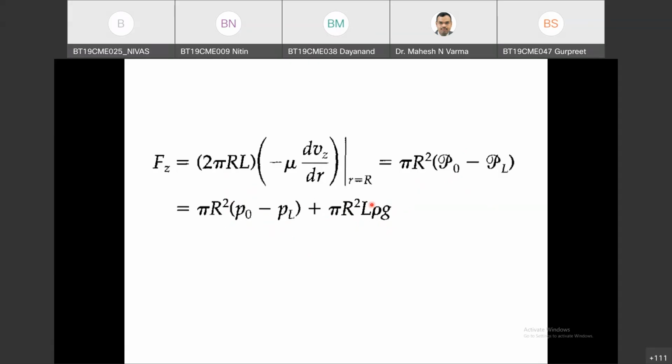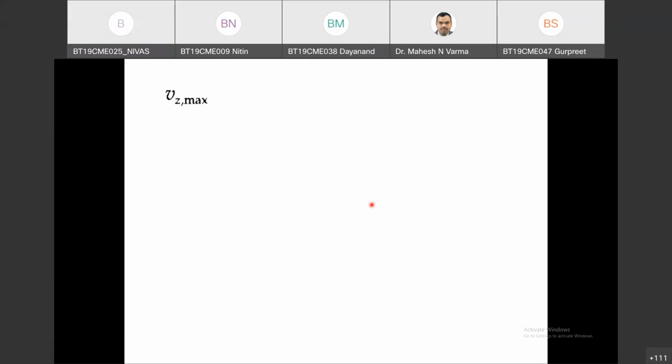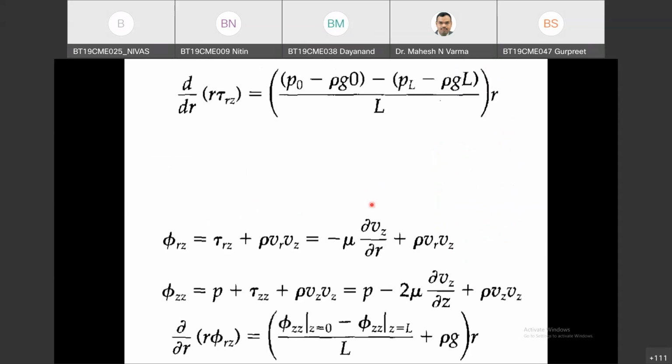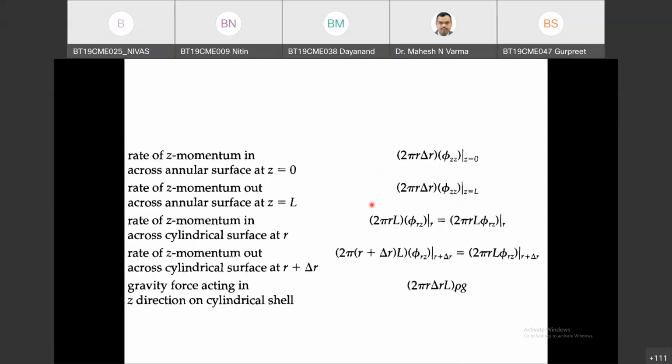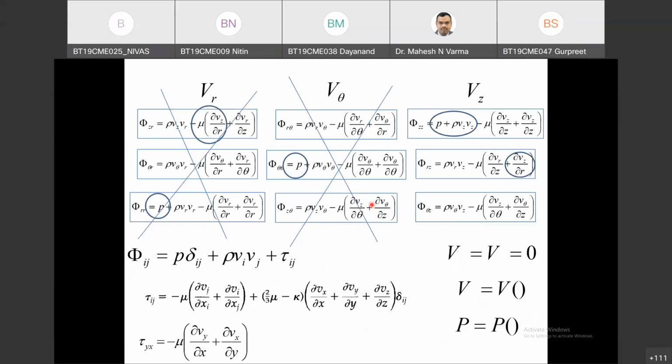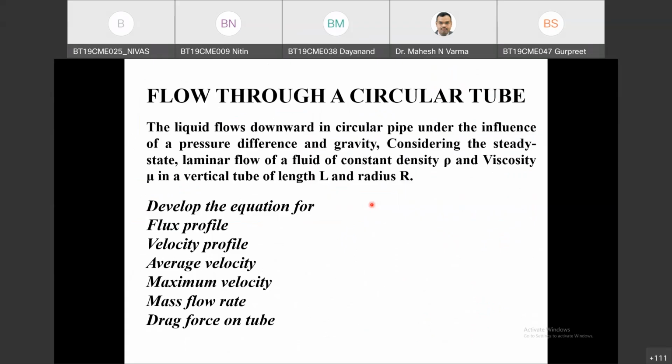So I will go through this problem once again. You slowly go through each and every step if you have any doubt, because I am telling you, the example also I have given. This is the most important problem in chemical engineering you will come across: flow through circular tube. So you should learn this problem by heart.